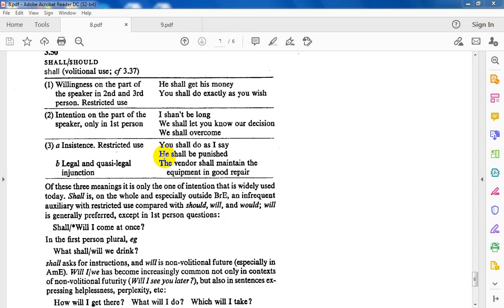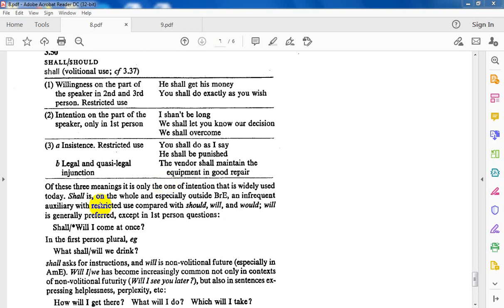This is the idea. So you cannot say I shall be punished, because the speaker cannot insist on himself to be punished. Rather, someone else insists on doing something to the listener. Legal and quasi-legal injunction: the vendor shall maintain the equipment in good repair. It is restricted to government rules or something like that.